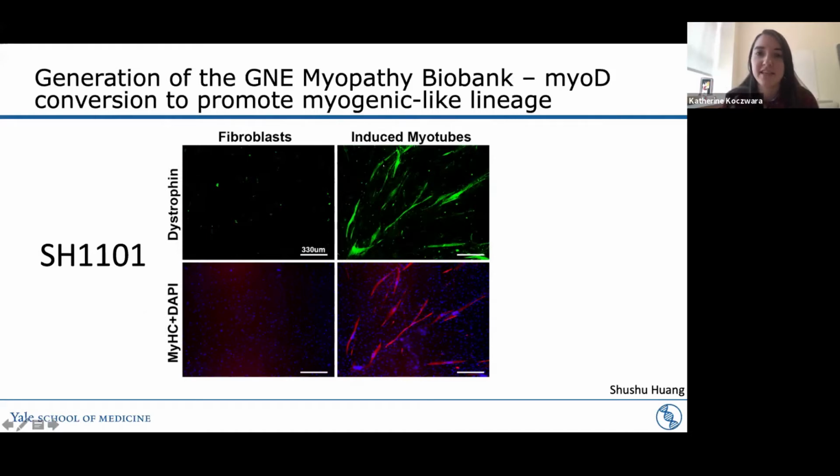And what you can see is that when we induce these cells to form myotubes, or these muscle cell-like type cells, we can see both in green and red these very long myotubes, similar to the myotube muscle fibers that we were seeing. So this is a really good indication that we're able to not only extract the fibroblasts from these skin biopsies, but also to convert them into a myogenic-like lineage.